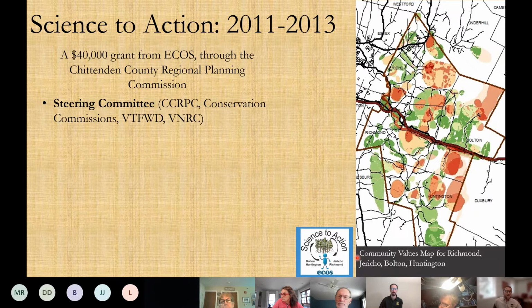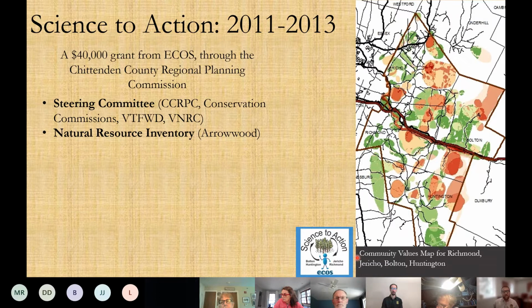So first, we set up a steering committee, and we brought in as many different organizations as we could. The Regional Planning Commission, all 4 of the conservation commissions, the Fish and Wildlife Department, Vermont Natural Resources Council. 2 of the towns had paid planning staff. So we made this large steering committee, and we actually paid for a coordinator for this work. Okay, then we paid for a natural resource inventory. The contractor was Arrowwood Environmental.